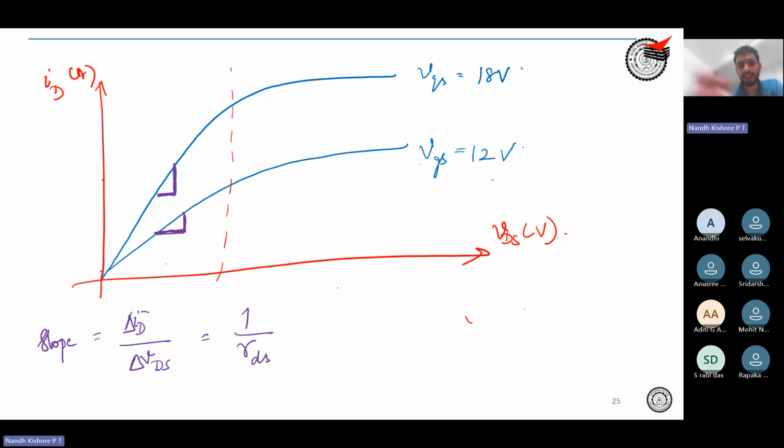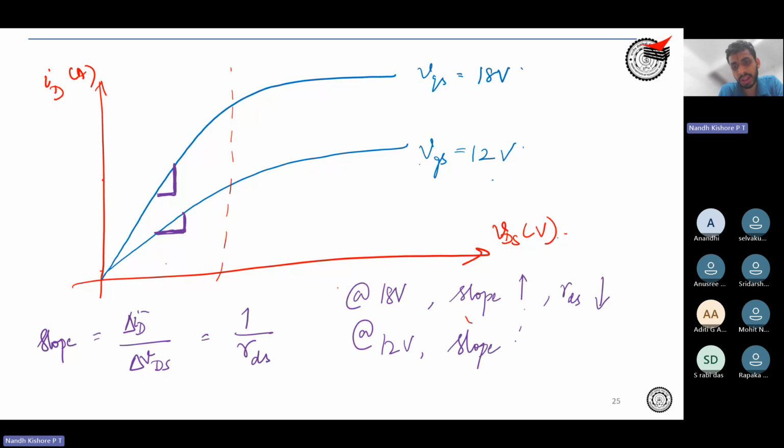What do you see from the output characteristic? At 18 volts VGS, slope is higher, correct? So RDS is lesser. At 12 volts, slope is lesser, and therefore RDS will be higher. Do you understand? This is why we always want to operate the device at higher gate source voltage.